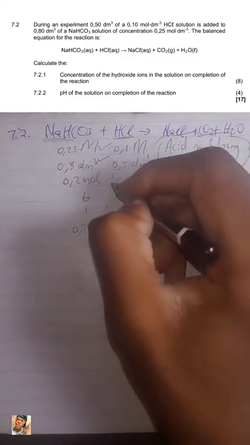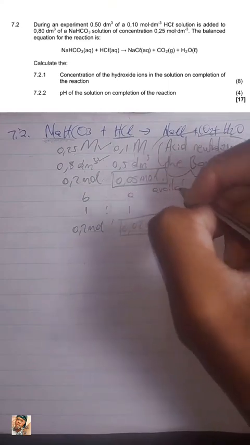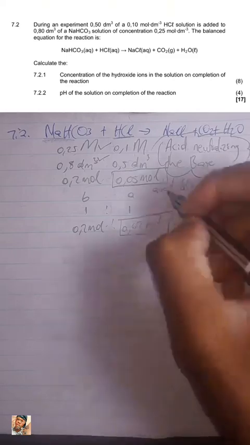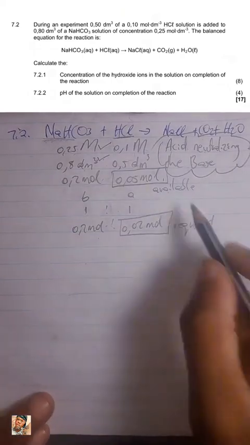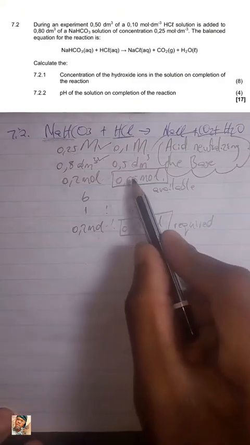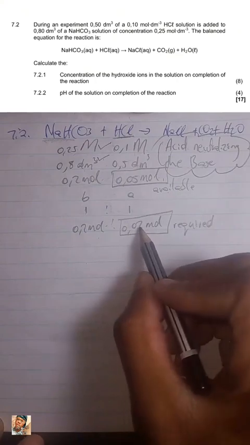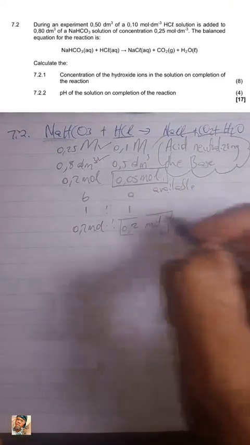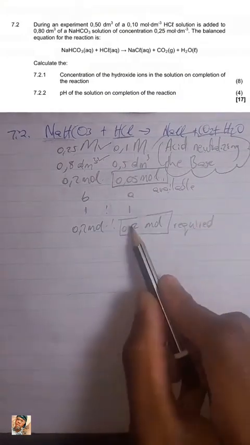So we're going to compare the number of moles that are available with the number of moles that are required. This is the number of moles that are available for the acid, and this is the number of moles that are required for the acid. So this is available versus required. We only have 0.05 moles available, but we have 0.2 moles that is required.